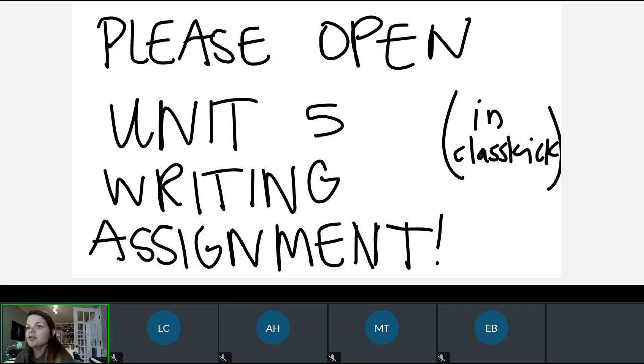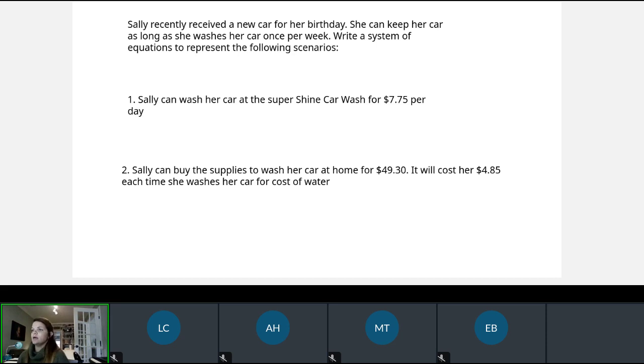Okay. So what I'm going to do is a problem that is very similar to the one that you have on Classkick. It's a different scenario, but the steps are the same. So I'm going to have you pause and watch me, and then I will pause and let you go in and write your own work. That way we're doing this step by step at the same time.